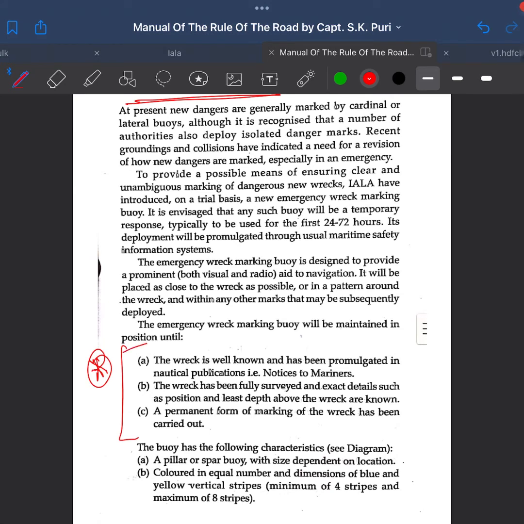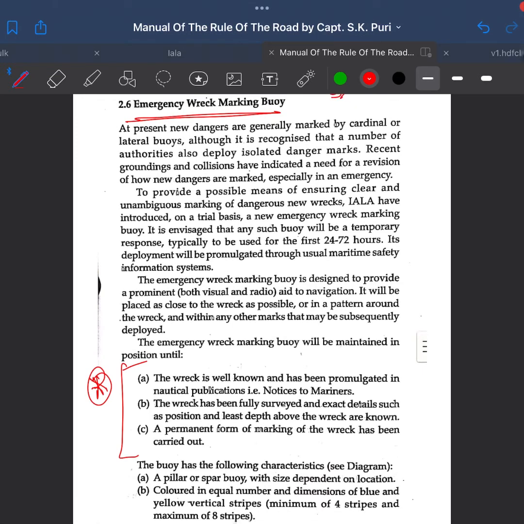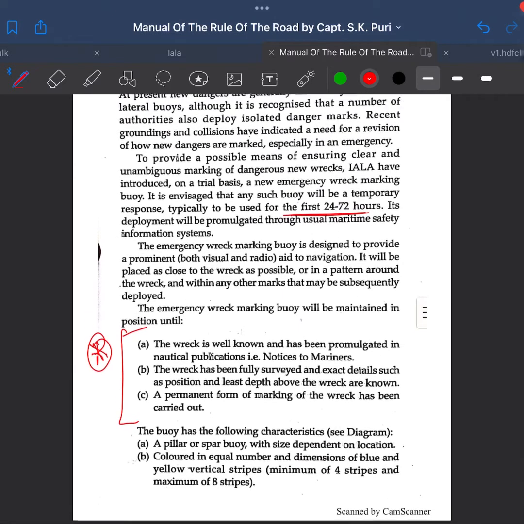Suppose a notice to mariners has been introduced, but it has not been promulgated. Promulgated means it is not yet in force. At that time you can use this buoy. After a complete survey of the wreck, or whatever it can be, until the complete survey has been done, you cannot remove that buoy. So that is the thing.